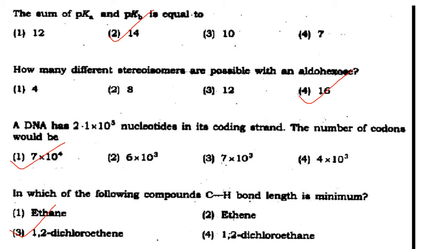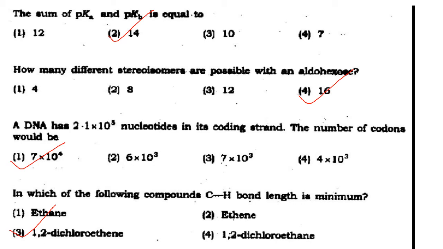A DNA has 2.1 into 10 raised to 3 nucleotides in its coding strand. The number of codons would be 7 into 10 raised to 4, 6 into 10 raised to 3, 7 into 10 raised to 3, 4 into 10 raised to 3. Answer is 2.1 into 10 raised to 3 divided by 3. You will get 7 into 10 raised to 2. Answer is option 1. Next one.